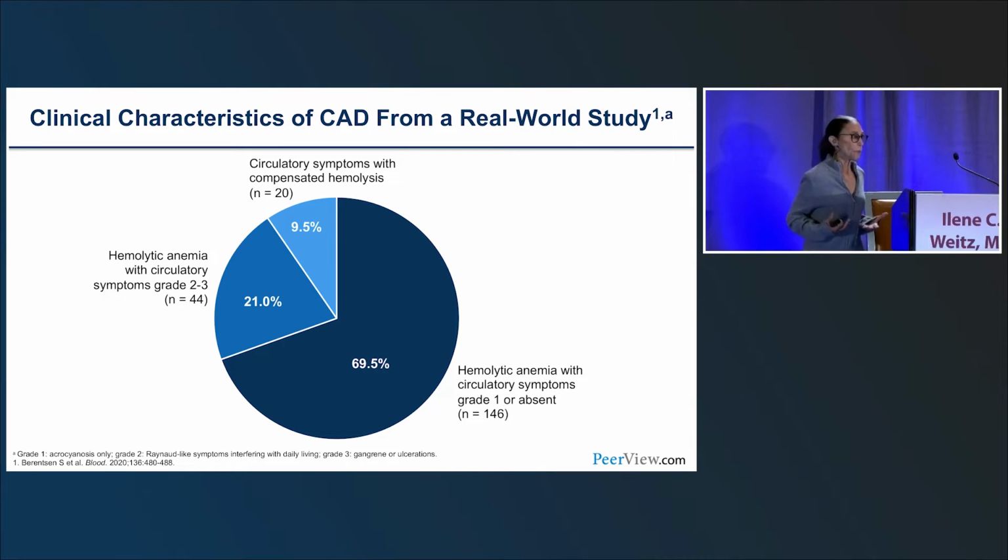And if you look at the characteristics of cold agglutinin patients, you can see the vast majority will have evidence of hemolytic anemia with low-grade circulatory findings. They may have, or they may not have any manifestations, but about 21% will have grade 2 to 3 circulatory findings with their hemolysis, and some will have a compensated hemolytic anemia, so they have a pretty normal hemoglobin, but will have evidence of circulatory symptoms as an important manifestation of their disease, even with a relatively normal hemoglobin.